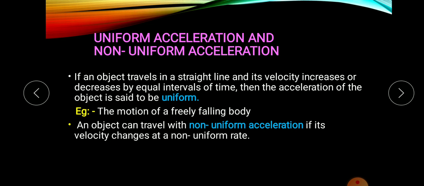So what will be non-uniform acceleration? An object can travel with non-uniform acceleration if its velocity changes at a non-uniform rate. For example, if a car traveling along a straight road increases its speed by unequal amounts in equal intervals of time, then the car is said to be moving with non-uniform acceleration.